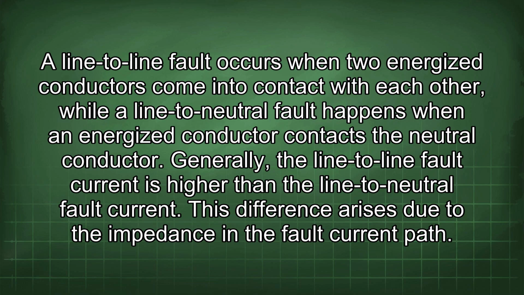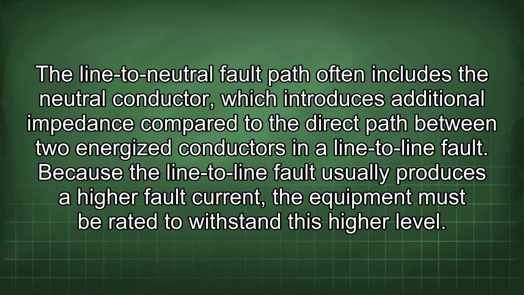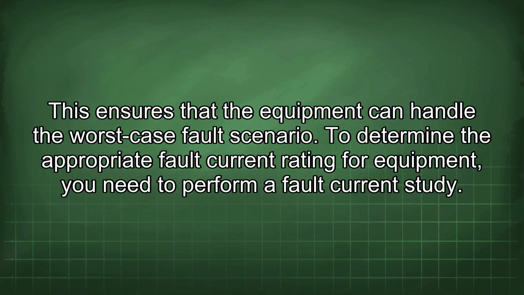Generally, the line-to-line fault current is higher than the line-to-neutral fault current. This difference arises due to the impedance in the fault current path. The line-to-neutral fault path often includes the neutral conductor, which introduces additional impedance compared to the direct path between two energized conductors in a line-to-line fault. Because the line-to-line fault usually produces a high fault current, the equipment must be rated to withstand this high level. This ensures that the equipment can handle the worst-case fault scenario.